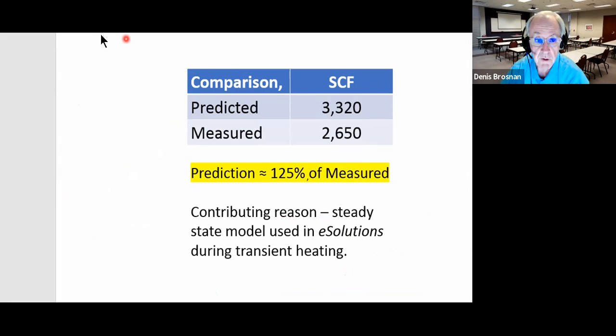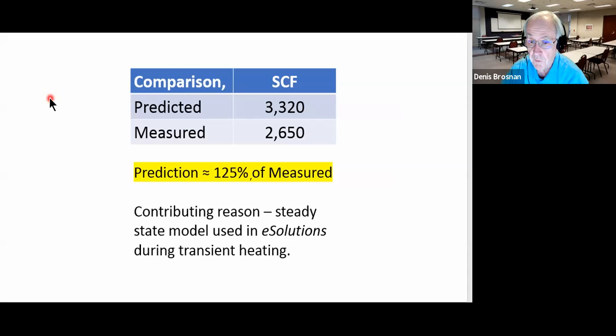Here's what actually happened. Okay, so we'll move this screen back. Predicted 3,320 standard cubic feet. I measured 2,650 standard cubic feet. So the predicted over predicts the amount actually used by, well, it's 125% of the measured amount.